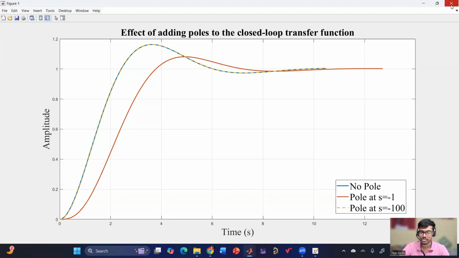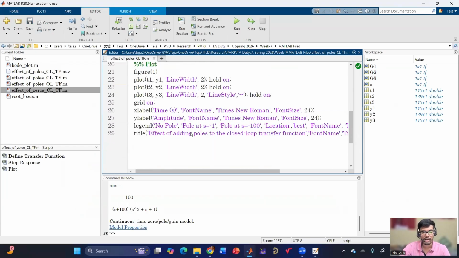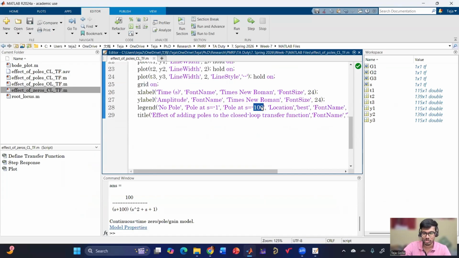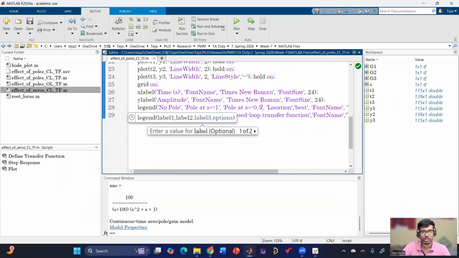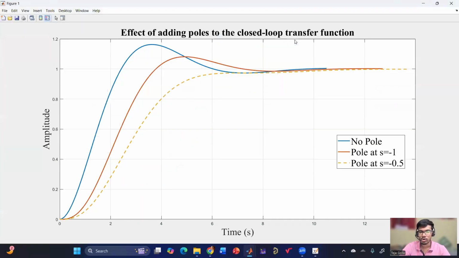My next question is similar to the zero. What if I keep both close to the imaginary axis, but with slightly different values? I'm considering one at 1, the other one at 0.5. Both are close to the imaginary axis, but one is closer, one is a little bit farther away. Let us see what the effect will be. The closer the pole is to the imaginary axis, the slower the step response.